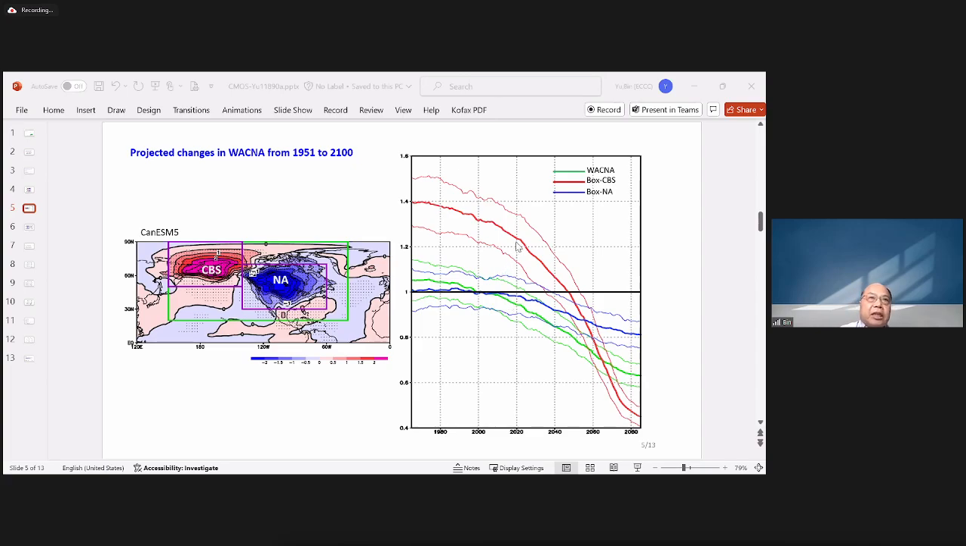To further examine changes in the spatial structure of WCNA, a similar projection can be made over the two action centers, the CBS center and the North American center. And then we can see the CBS variability, as indicated by the red curve here, shows a much faster decrease than the North American variability indicated by the blue curve here. We have also estimated the ensemble spread among the 50 members, indicated by the thin lines here. The most changes show signal to noise ratio values above 10, indicating very strong forced changes compared to internal variability.